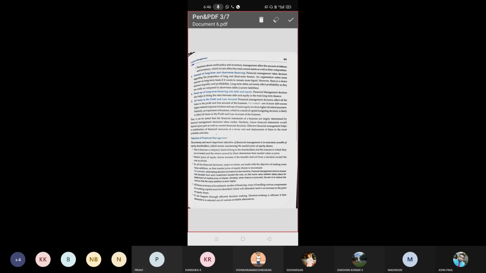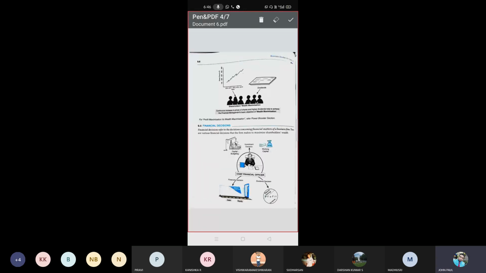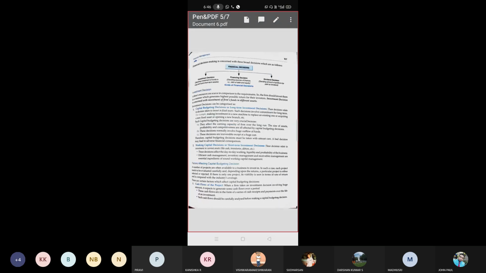Yes, sir. In the last class we covered up to the objectives of financial management. Now we need to look at financial decisions. A financial decision refers to a decision concerning the financial matters of a business. These are the various financial decisions that a firm makes to maximize shareholders' wealth. Financial decision making is concerned with three broad decisions: first, the investment decision, then the financing decision, then the dividend decision.